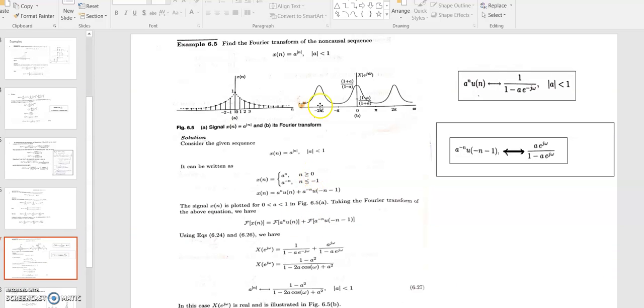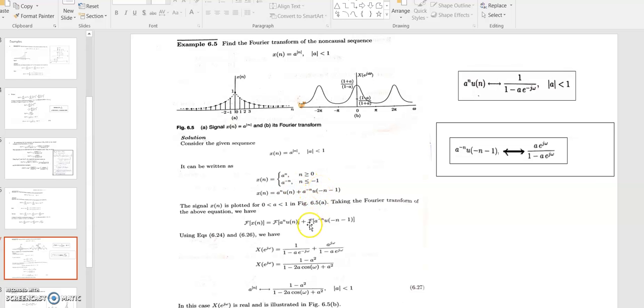In this example, you have to calculate the discrete time Fourier transform of x[n] equals a to the power mod of n. So before you find the discrete time Fourier transform of this given function, you should know what mod of n is. So mod of n is this. It is n when n is greater than or equal to 0, and it will be minus n when n is less than or equal to minus 1.